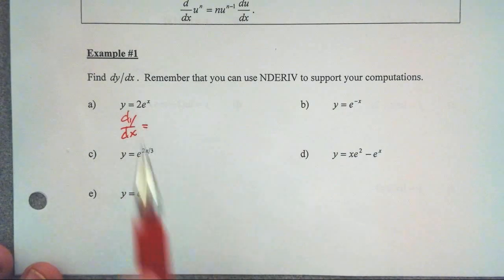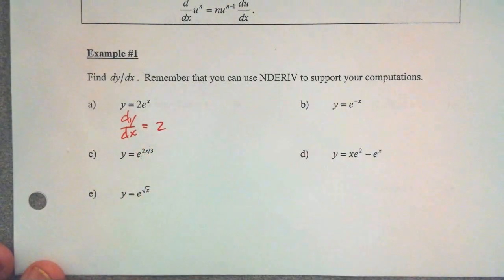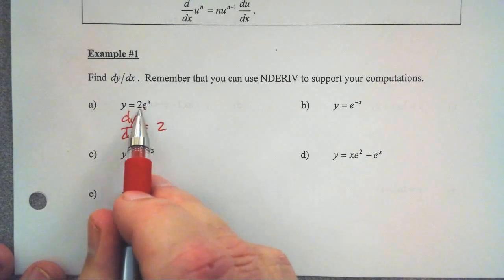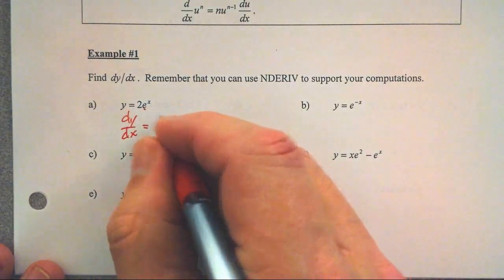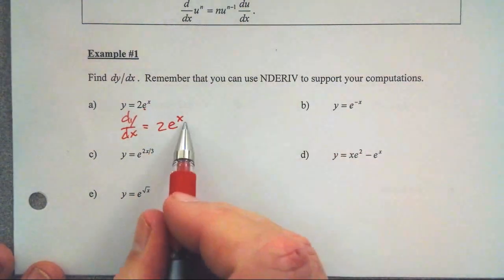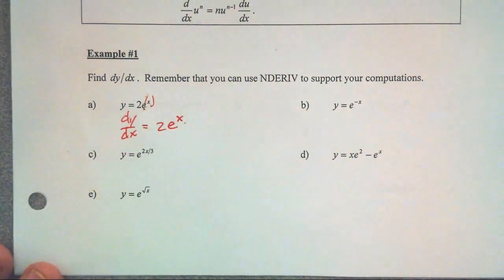Anytime there's a constant times a function, the constant just survives, and now we just need the derivative of e to the x. But e to the x is special. The derivative of e to the x is e to the x. Then we would go times the inside derivative, but x's derivative is 1. So that's it. 2e to the x is its own derivative.